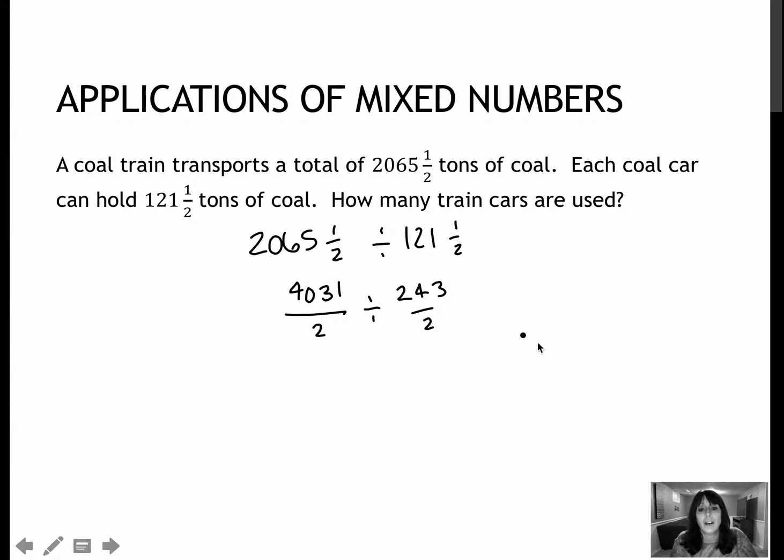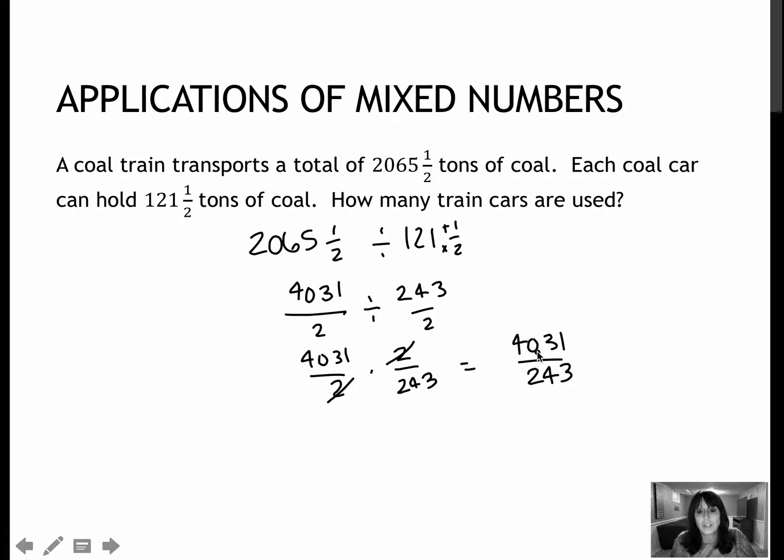243 halves. I just got 121 times 2 and then plus 1, so 242 plus 1. But because it's division, I need to change this into multiplication. And these 2's end up canceling out. And then of course I can probably do some reduction here as well. Easier way, I'm just going to go ahead and multiply. I get 4,031 over 243.